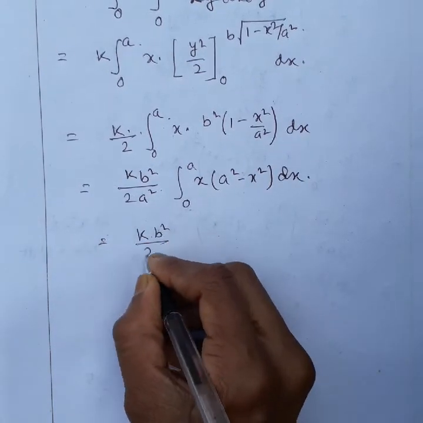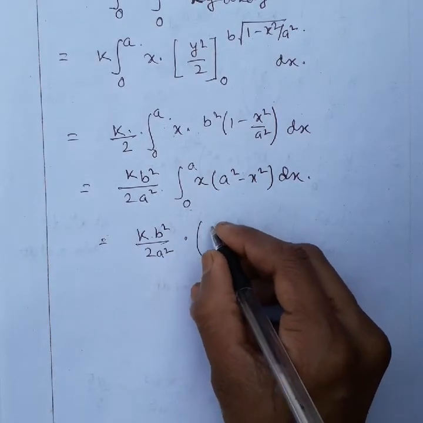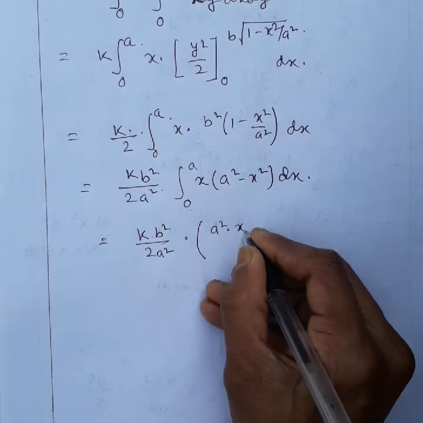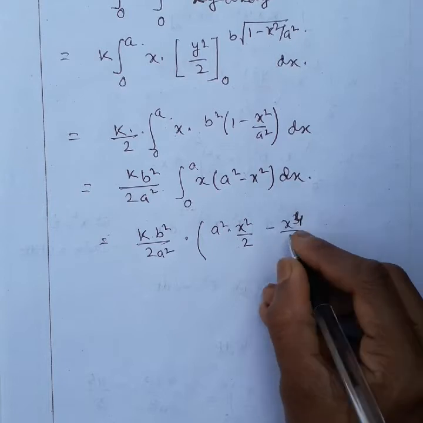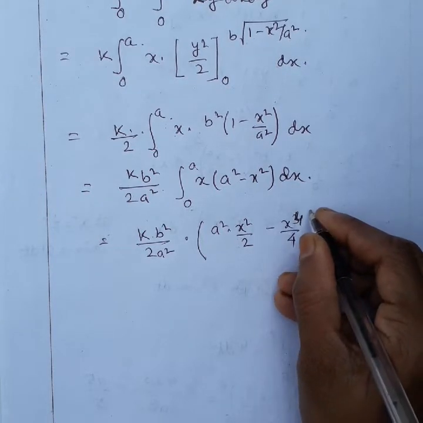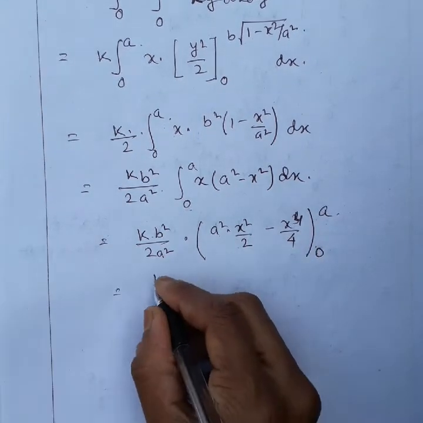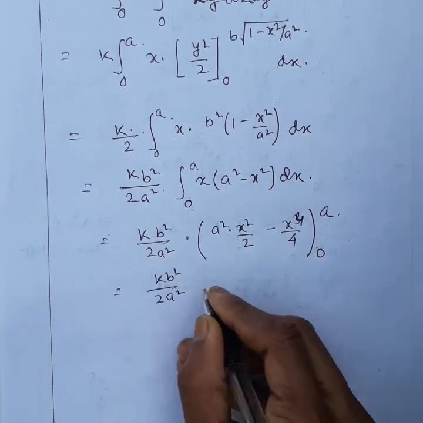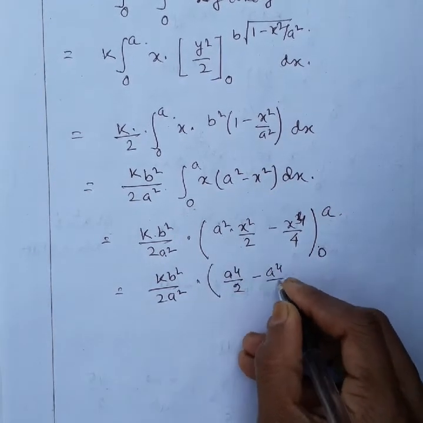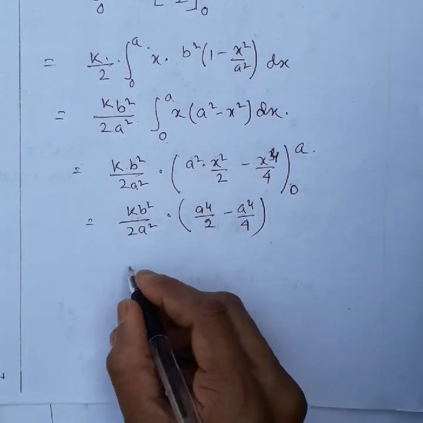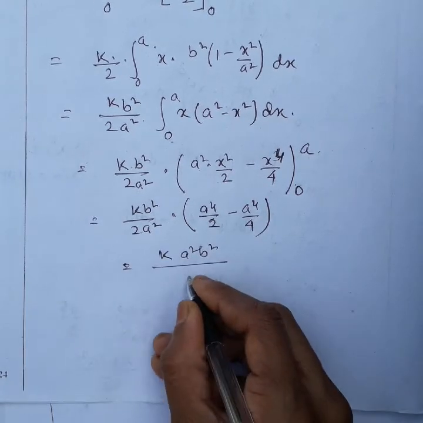That is k into b square by 2a square, integration is a square into x square by 2 minus x to the power 4 by 4, 0 to a, k b square by 2a square into a to the power 4 by 2 minus a to the power 4 by 4, which is equals to k into a square b square by 8.